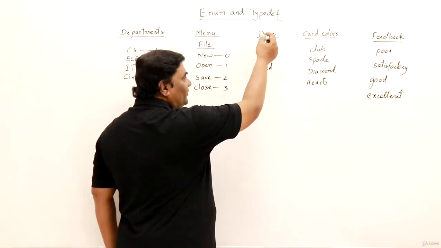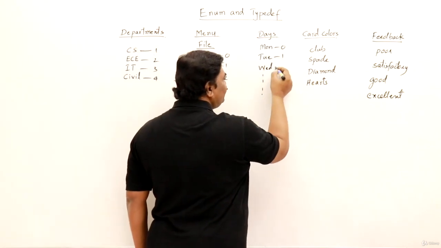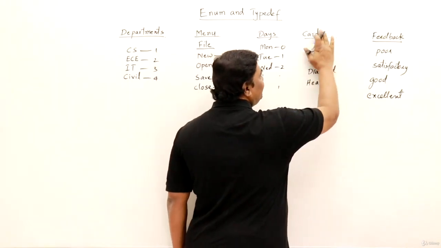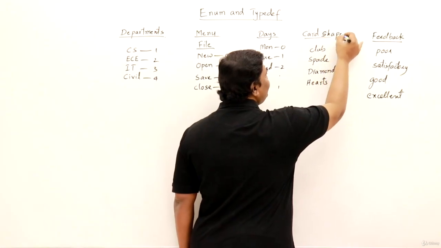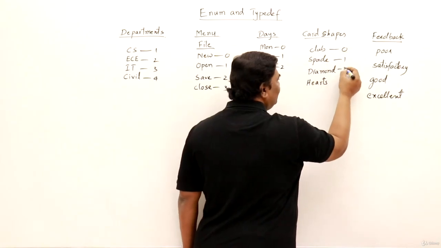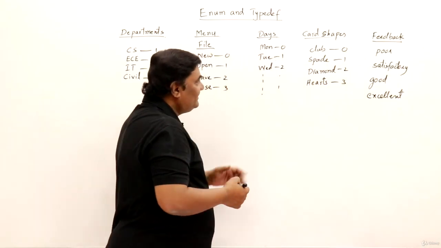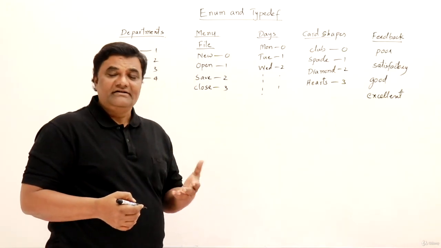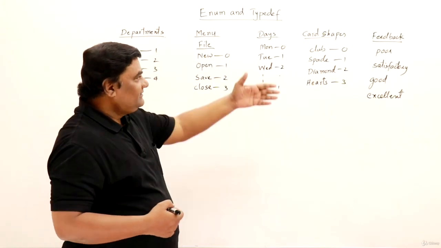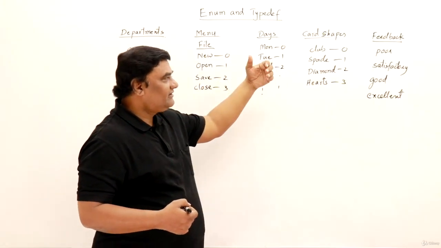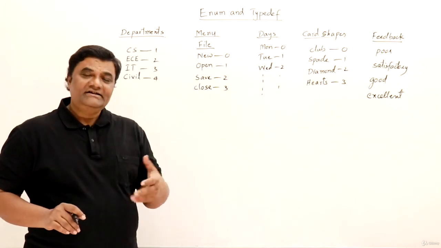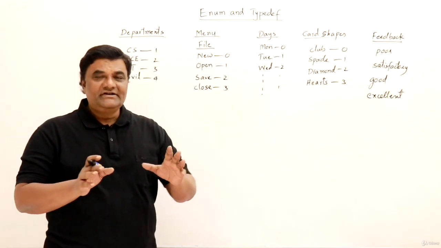Similarly here, if you are using days, then Monday is 0, Tuesday is 1, Wednesday is 2 and so on. And these are playing cards. These are card shapes. There are 4 different shapes of cards: club, spade, diamond and heart. For this also you can give codes. In your program, 0 means club, 1 means spade. You can treat it like this. So numeric values can represent those words. In the same way for feedback, poor, satisfactory, good and excellent, you can give some codes. This is a common practice. In daily life also we use codes. These were the examples.